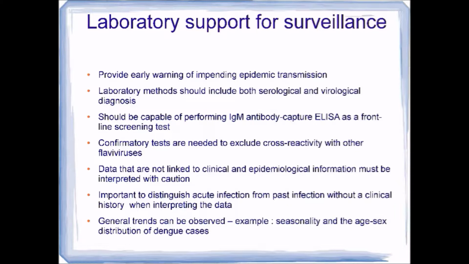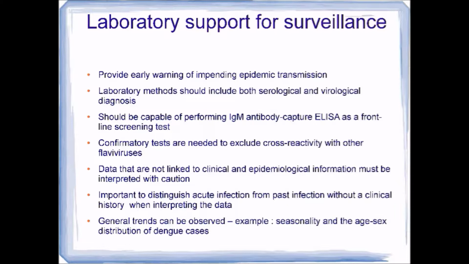Quality control for laboratory diagnostics should be provided by a national dengue reference laboratory and/or an international reference laboratory. At a minimum, diagnostic laboratories should be capable of performing IgM antibody capture ELISA as a frontline screening test for current or recent dengue infection. Confirmatory tests are needed to exclude cross-reactivity with other flaviviruses, because IgM will not be detectable in the first few days after onset of illness, especially in primary dengue infections, and may persist for several weeks after infection.